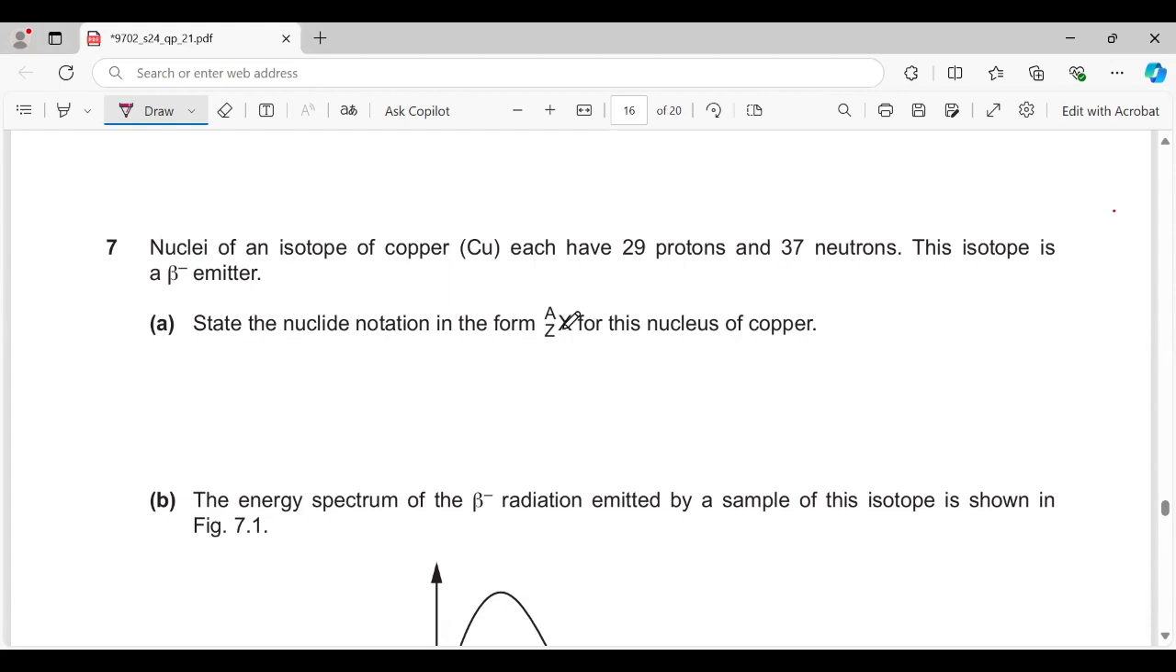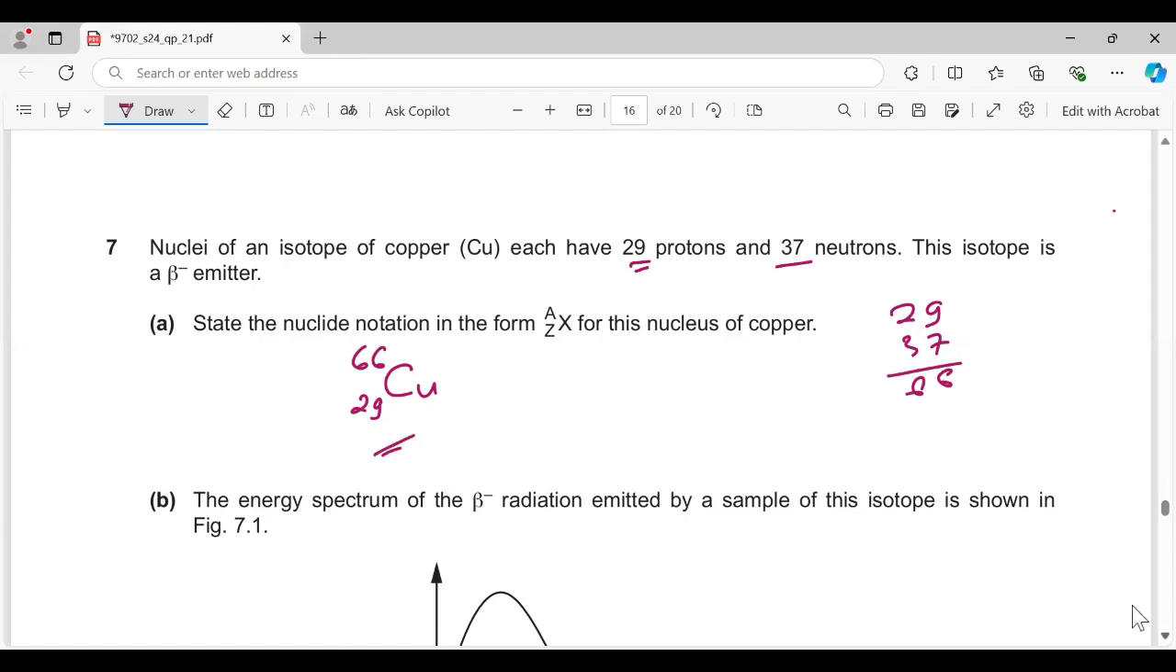This is the isotope for this nucleus of copper. Copper has 29 protons and 37 neutrons. It means we write Cu, with 29 here, and 29 plus 37, 66, here.